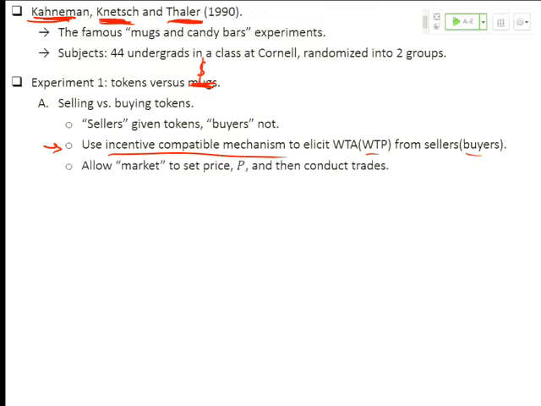Then they allow the market to set the price P. They've elicited willingness to pay and willingness to accept, which means they've got a demand curve and a supply curve, and they figure out the market clearing price and conduct the trades. Sellers with a willingness to accept below that market-determined price trade tokens for money, and vice versa.